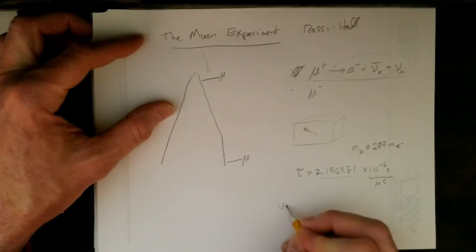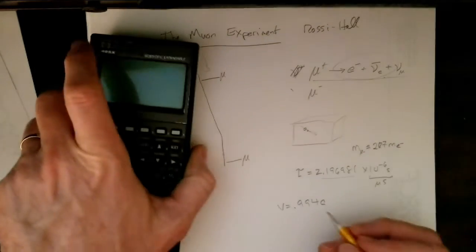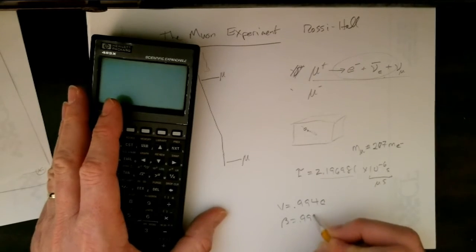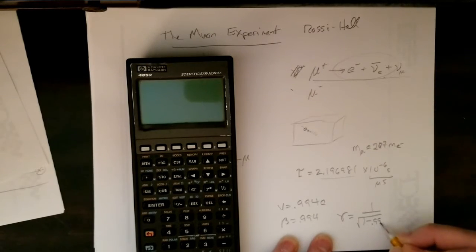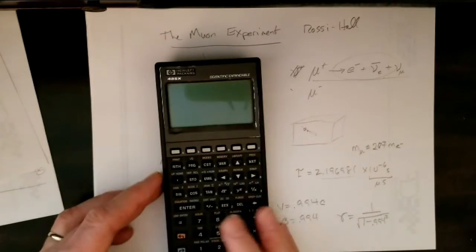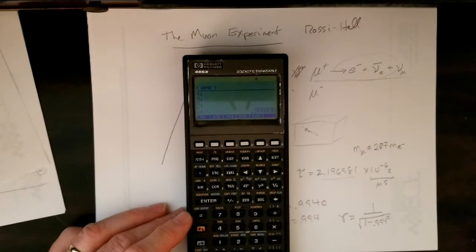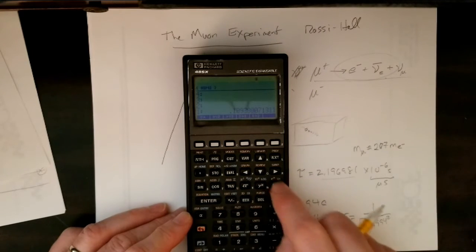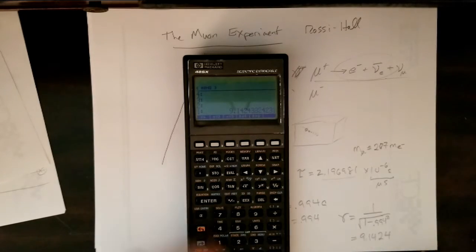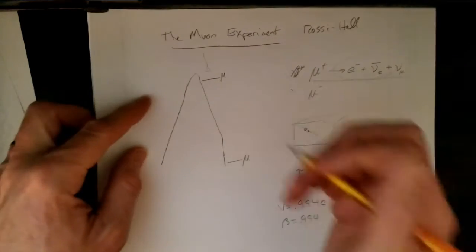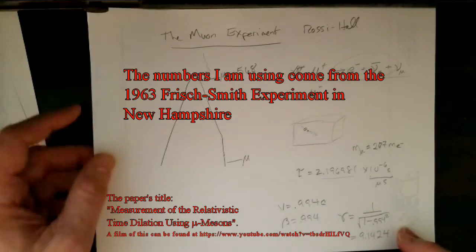The speed that they were traveling was 0.994 times the speed of light. And so if that's v, that means beta is 0.994, which means gamma is 1 over the square root of 1 minus 0.994 squared. And so we can work through that math. 0.994 squared, 1 minus, square root. And this becomes 9.1424. Again, it is unitless. The number of muons they counted up here was 568.